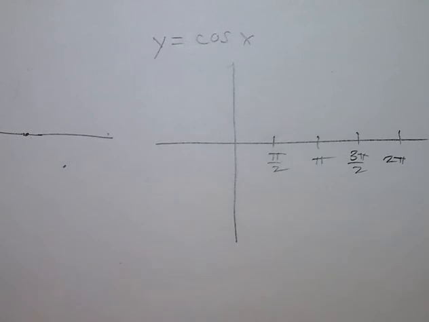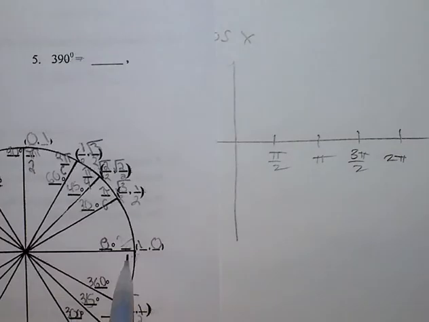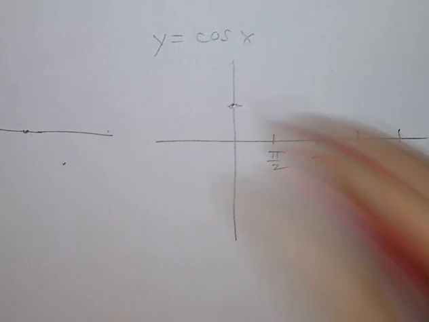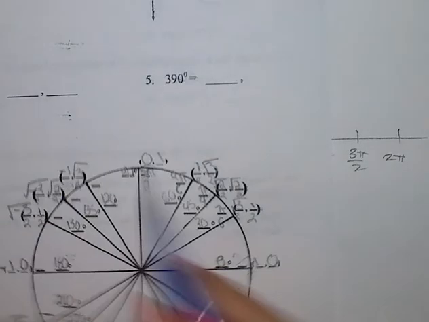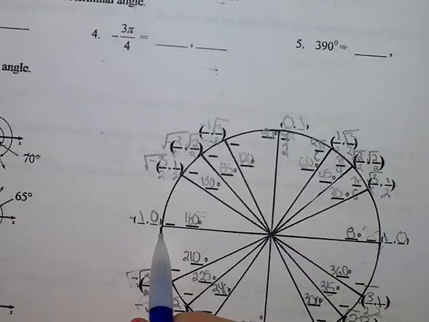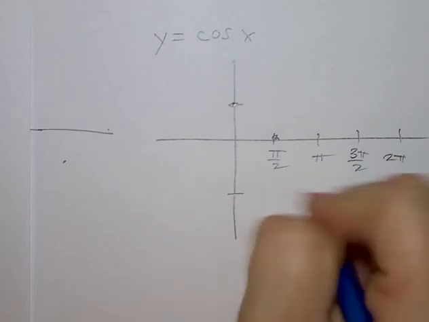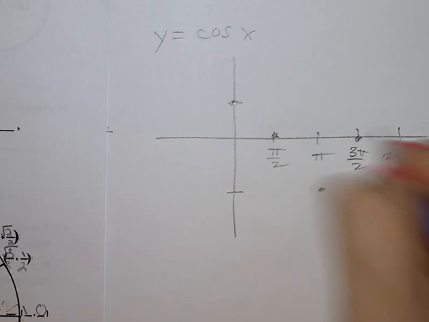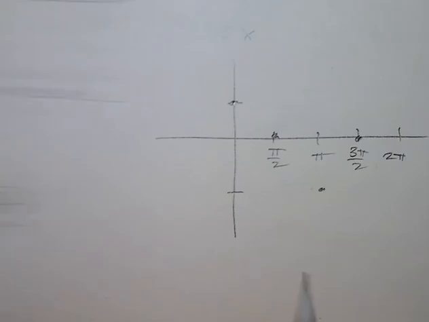Grab your unit circle. Starting at 0, what is the cosine at 0? 1, so go up 1 and make a dot. And at pi over 2, the cosine is 0. And at pi, the cosine is -1. And at 3 pi over 2, the cosine is 0. And at 2 pi, it's back to 1.